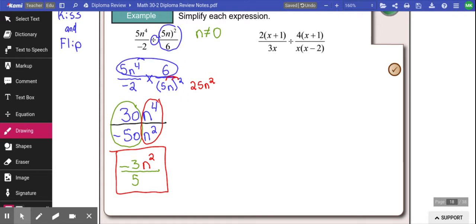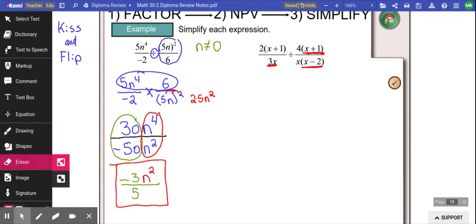Awesome. Second example. First thing, factor, already been factored for you. Second step, NPVs. NPVs are places that cause me to divide by 0. So I'm going to have to check this 3x, this x minus 2, this 4, and this x plus 1. And I'm going to check all the things that would make those equal 0.